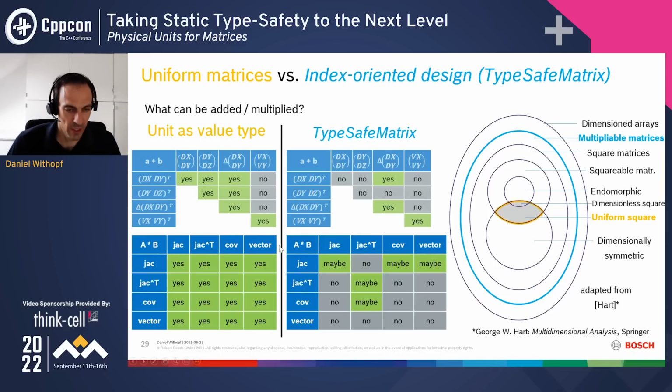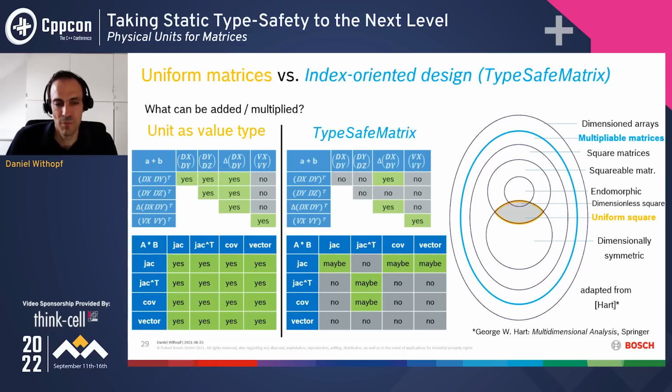With type-safe matrix, on the other hand, the situation looks a lot different, and most of the table turns to gray. So what we can multiply is 2 Jacobians, given that the indices match up, of course. So that's why I put a maybe here. If the indices match up and the dimensions match up, then you can multiply 2 Jacobians. You can also multiply a Jacobian from the left-hand side with a covariance on the right-hand side. This is what I've shown earlier in the large example that we looked at. You can also multiply a Jacobian with a vector, or 2 transposed Jacobians if the indices match up, or a covariance with a Jacobian transposed from the right-hand side. All of this is possible.